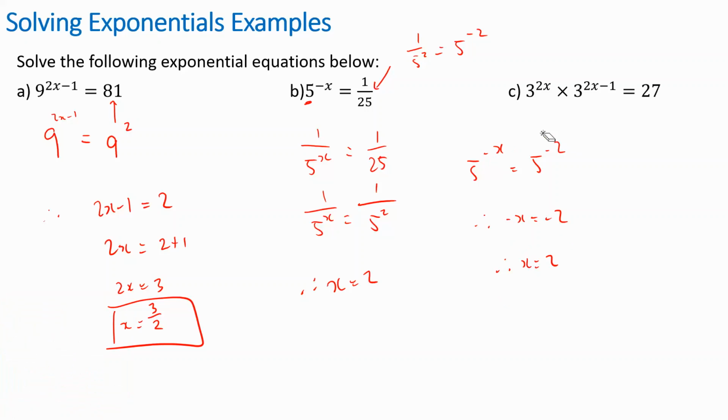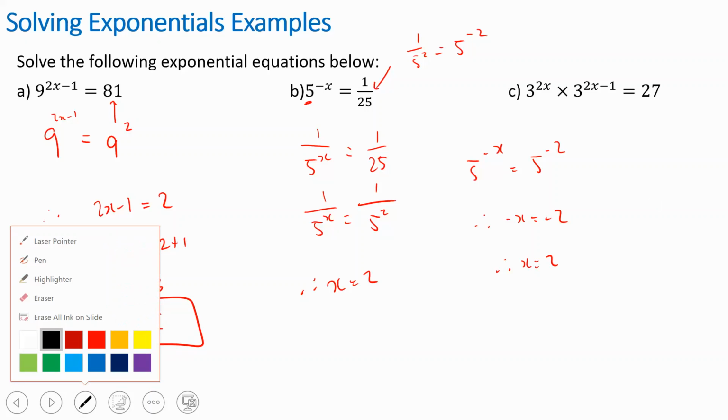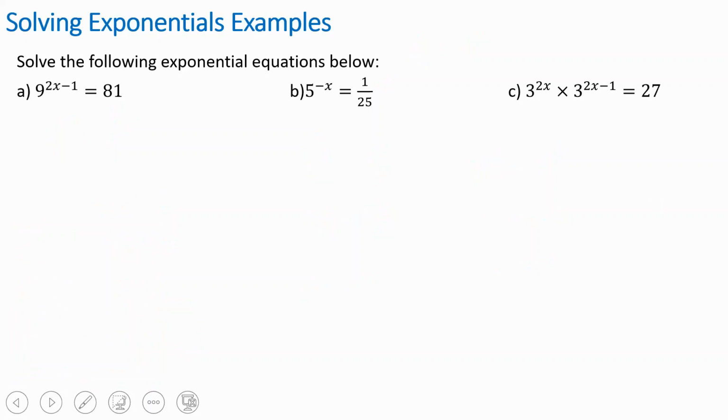Where's my eraser? Why isn't it coming off? I don't know why. Okay. C. How do we do C?